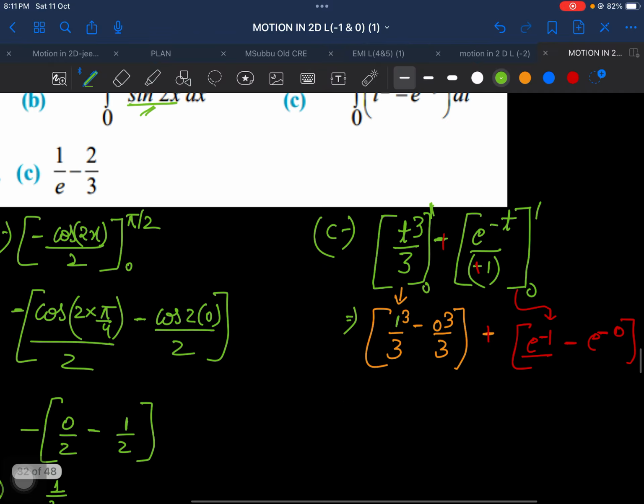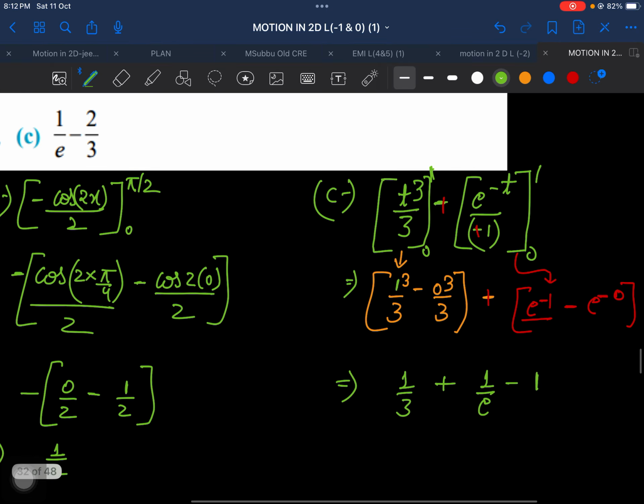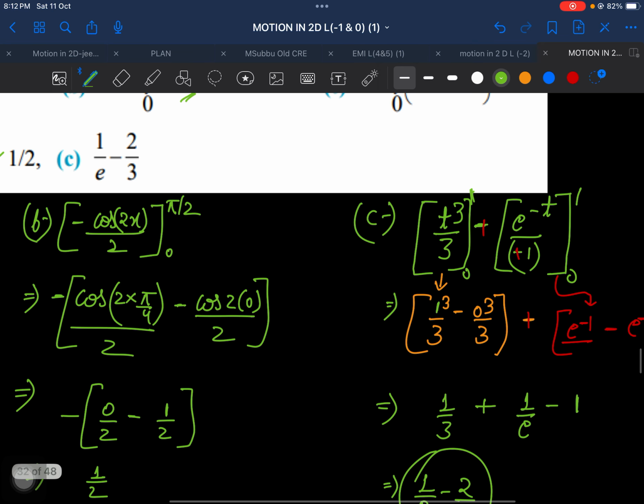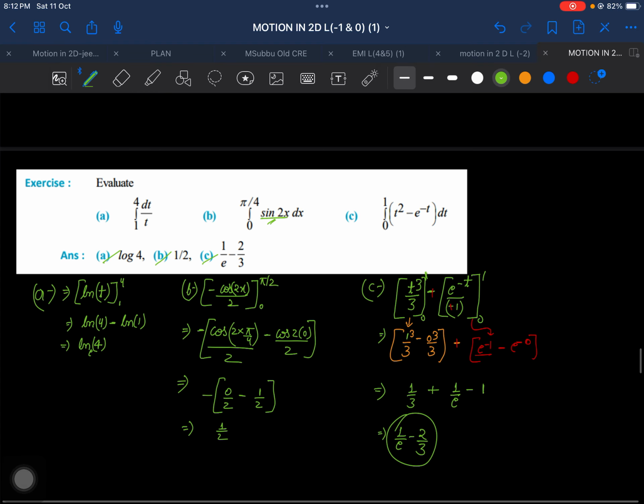Is that okay? Then here you will have 1 by 3, and here you will have 1 by 3 plus what? 1 by e minus 1. Check. So it will be nothing but 1 by e minus 2 by 3. All of you, yeah, so this is your correct answer. I hope this is very much clear to all of you.